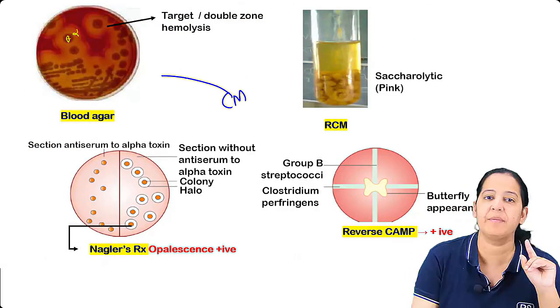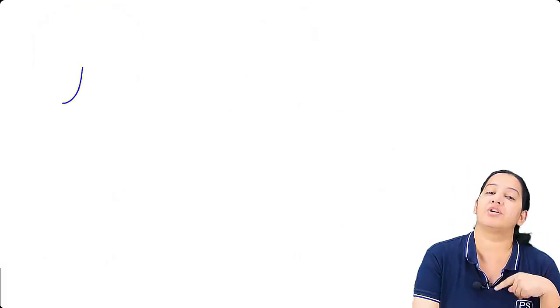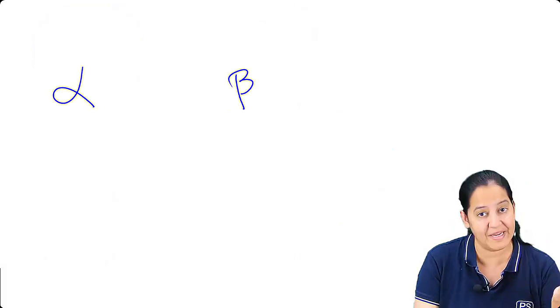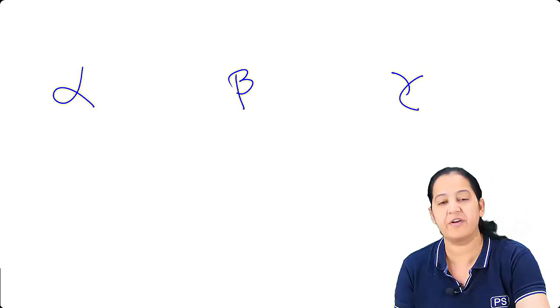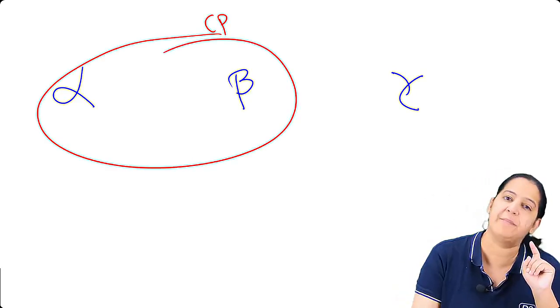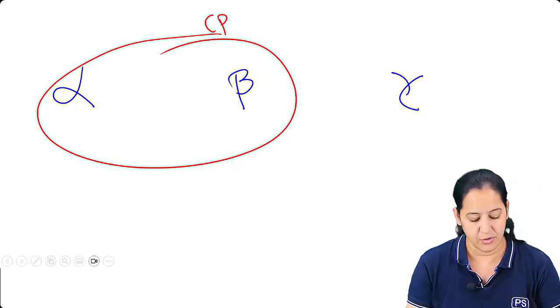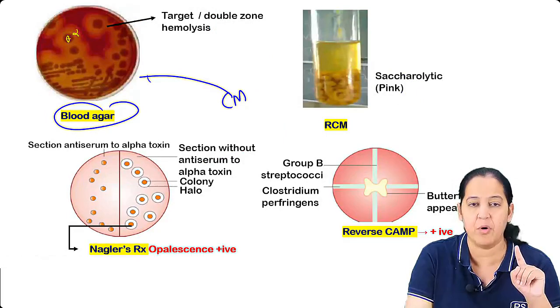The first culture media is blood agar. Now in blood agar, I told you there are 3 possibilities. Some bacteria show alpha hemolysis, some show beta, some show gamma. Currently, I am teaching you Clostridium perfringens. It's a unique bacteria because it shows alpha and beta both. Yes, it is the only bacteria which shows double hemolysis. You can see here in the diagram also.